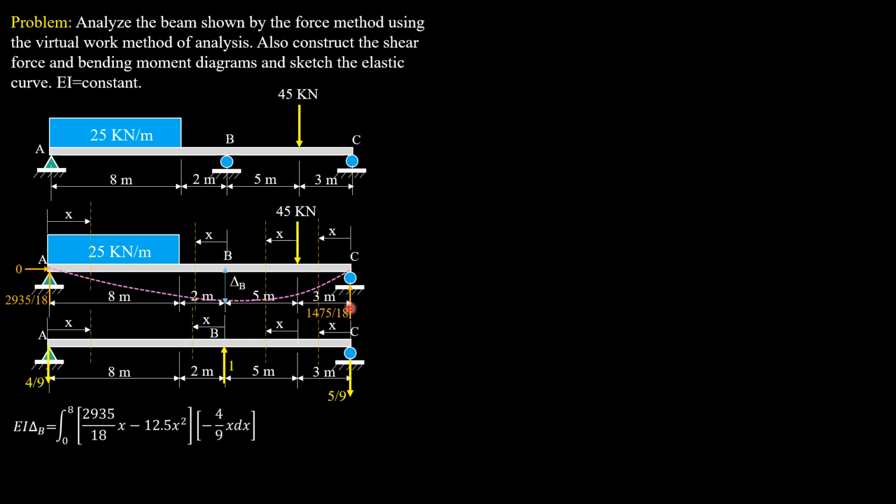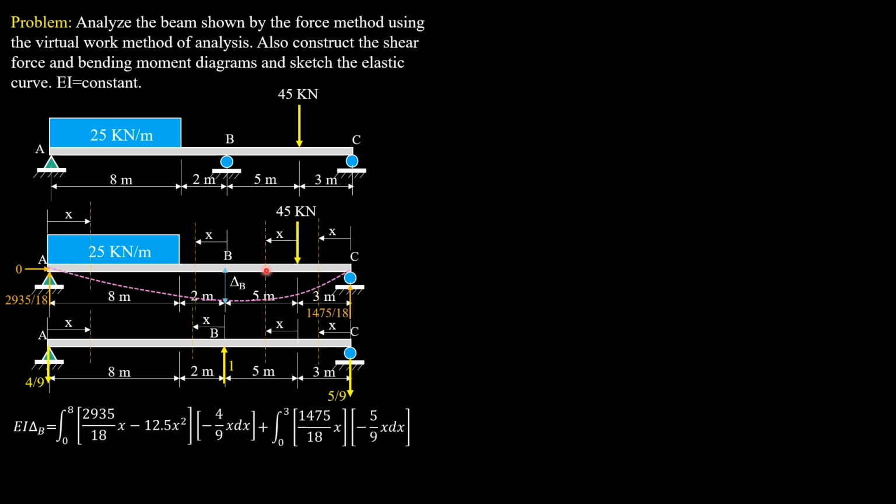For the next section, we have the integral from 0 to 3 of 1475 over 18 x. Then small m is negative 5 over 9 times x. So 0 to 3, 1475 over 18 x, then negative 5 over 9 x dx.